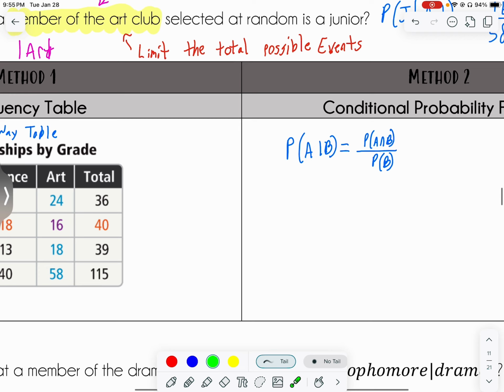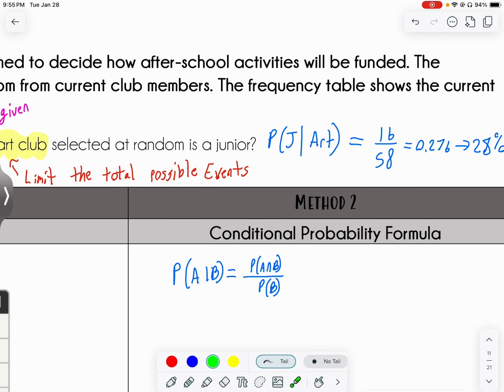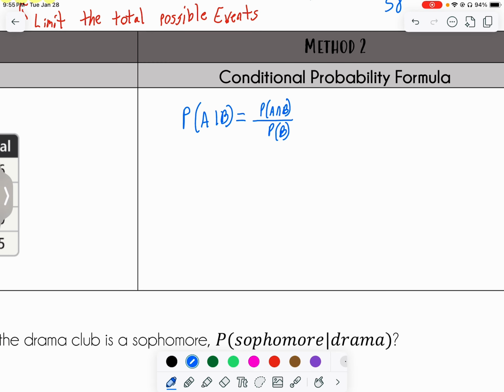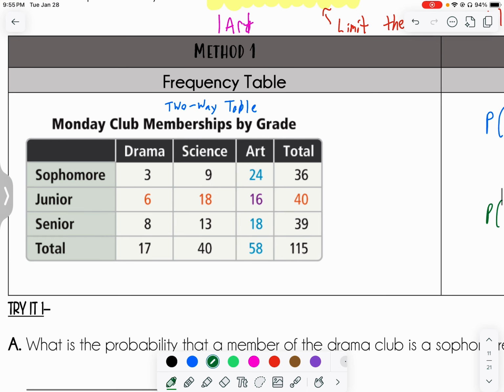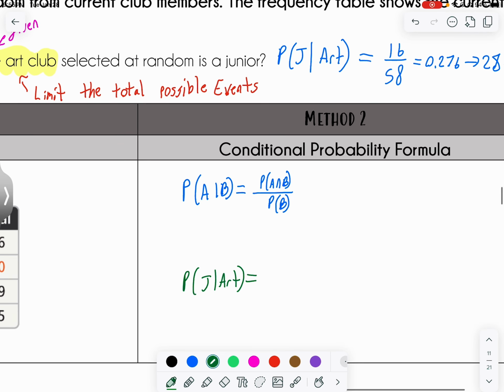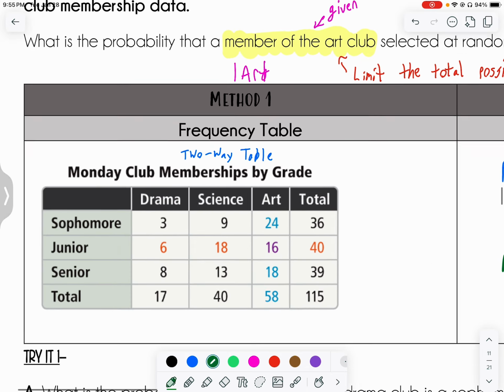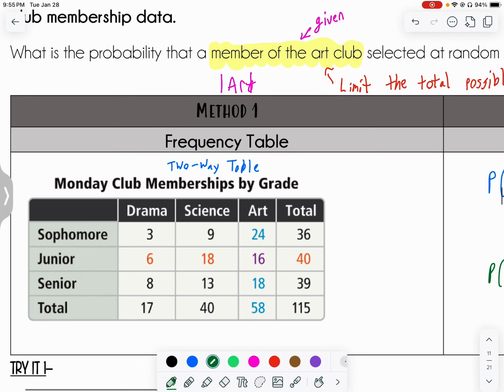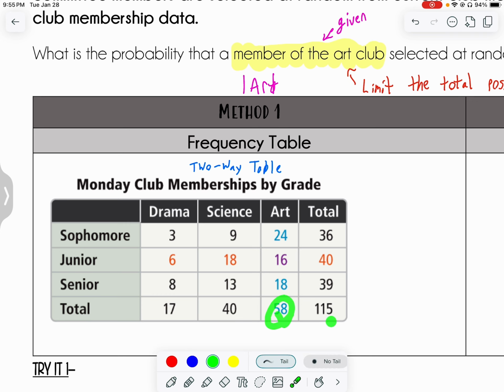Now, let's go ahead and apply it to the same problem. What's the probability that somebody's a junior, knowing that they're in art? Probability of a junior knowing art. Well, what's the probability of A and B? A and B is here, 16 out of 115. Okay, and now I'm going to find out the probability of B. The probability of event B, or the probability of getting an art, that's going to be 58 out of 115.